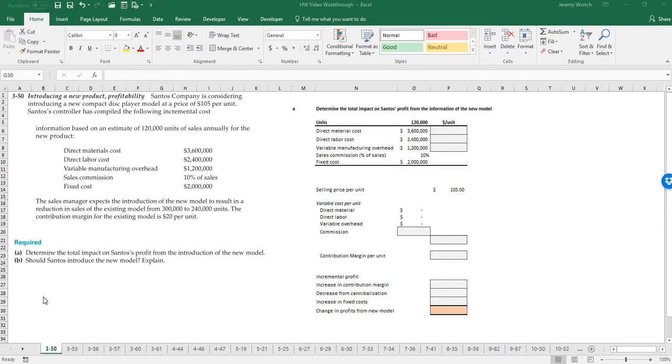Alright, welcome to chapter 3. In this chapter, we're going to be using costs for decision making. First of all, I saved a blank template in Canvas you can go into so you can work along with me.